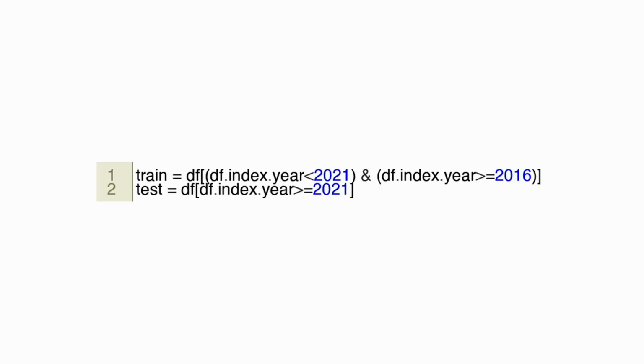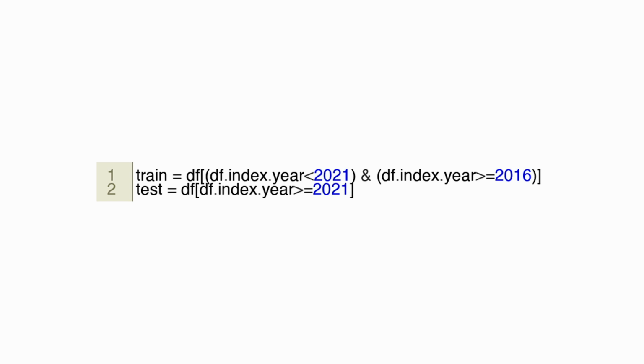In this code, we have 2 lines that create 2 new subsets of a larger data frame, df. The first line, train equals df[(df.index.year < 2021) & (df.index.year >= 2016)], utilizes indexing to select only the rows from the data frame where the index year is less than 2021 and greater than or equal to 2016. This creates a subset of the original data frame containing only data from the years 2016 to 2020.